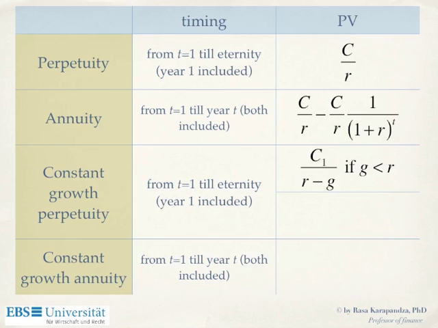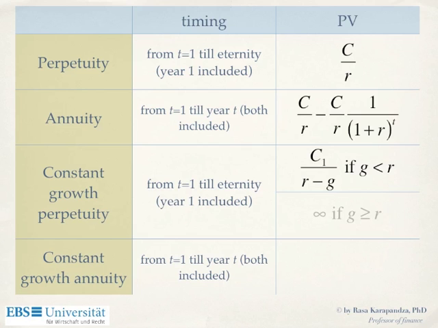And it grows until eternity at the rate of G. If this G is smaller than R, then we can calculate the present value by C1 over R minus G. But pay attention, this is not C over R minus G. There is no C when we talk about the constant growth perpetuity. Every C is different. C1 is different than C2, than C3, than C4. They grow at the rate of G percent per year, or per month, or per day, depending on how it's expressed.